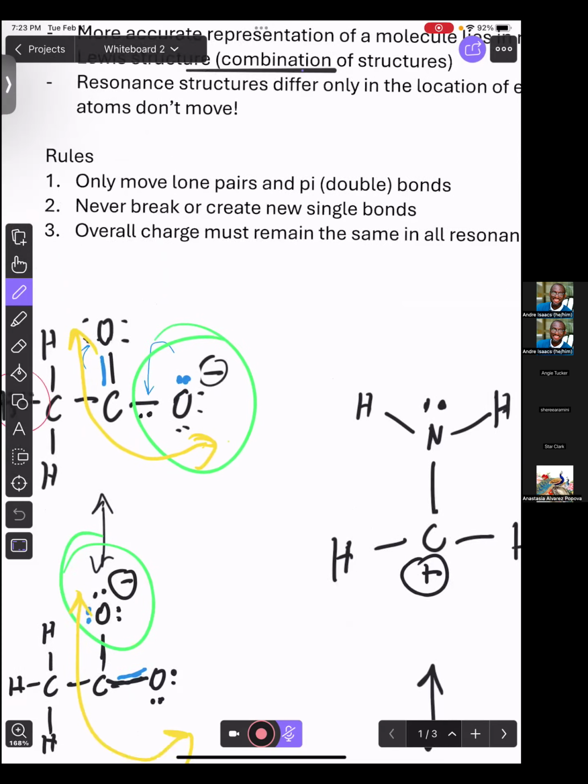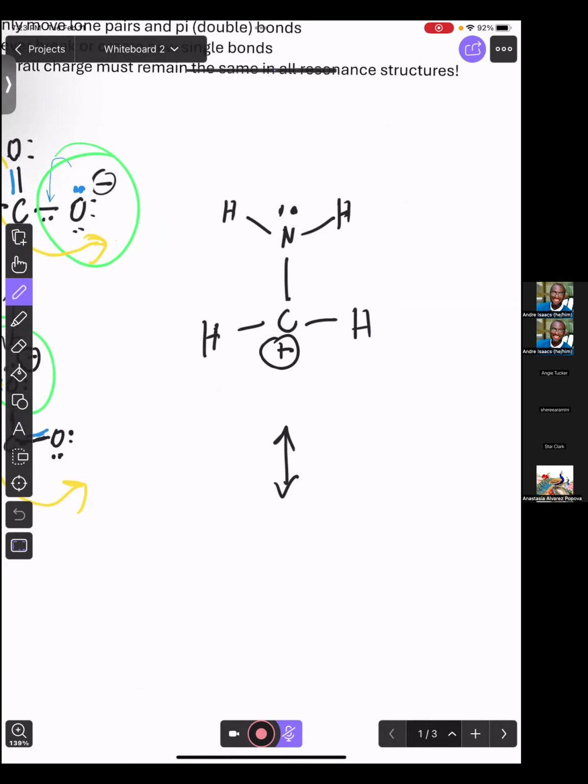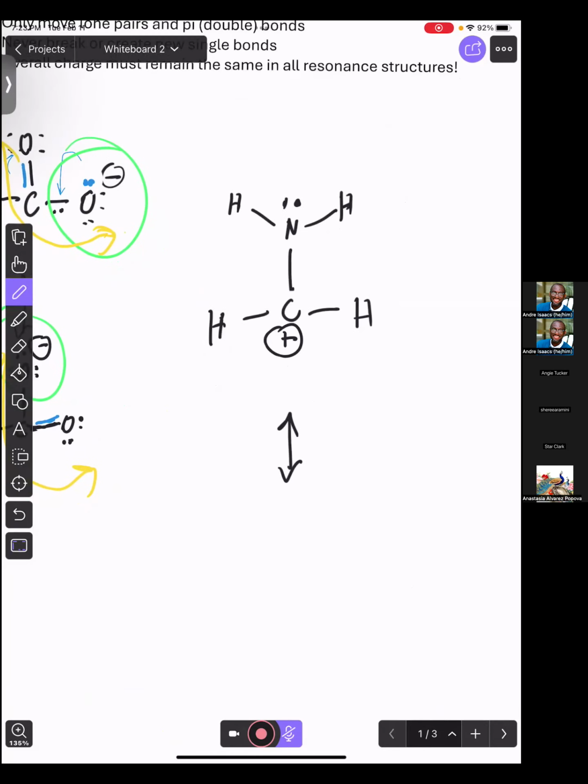So do I see lone pairs or double bonds in this molecule? Yes, Star, I see you online. You're killing this. You're like my A student. So I do see lone pairs on the nitrogen, so I can move those lone pairs. And what can I do with electrons? Can I give them away, or do I have to share them?